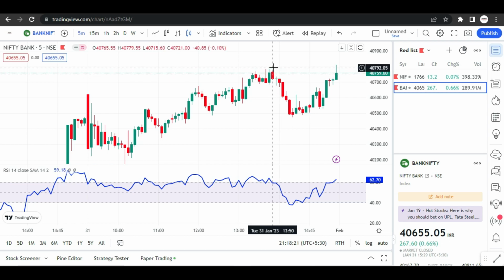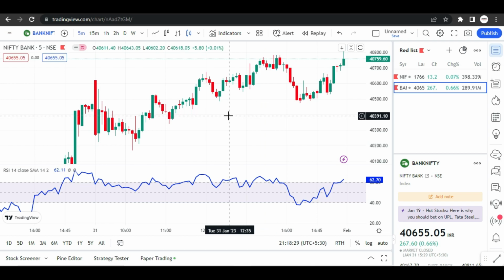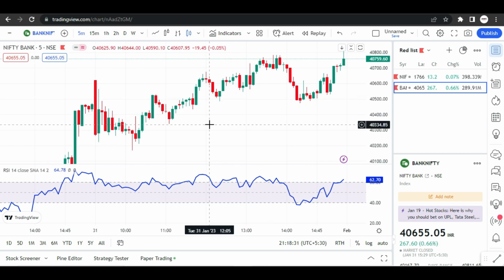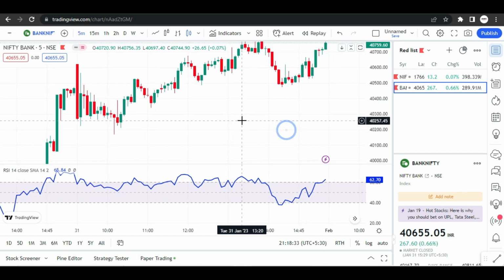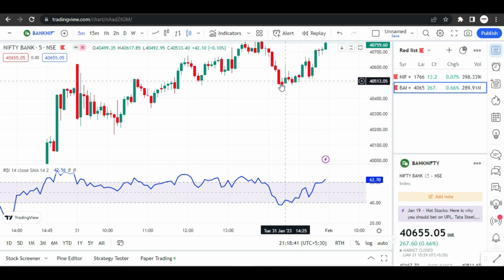Always try not to lose more than one candle. Make this a habit in trading. Don't lose more than one candle. Okay, so this is how people use it. Either they like to sell at the 60 level, or they like to buy at the 40 level after seeing price action.